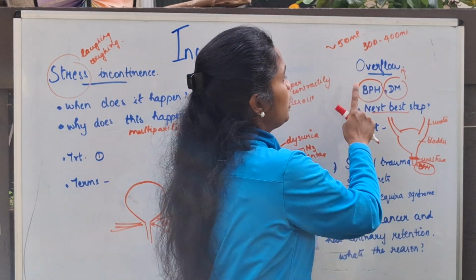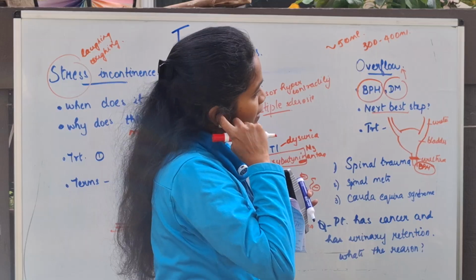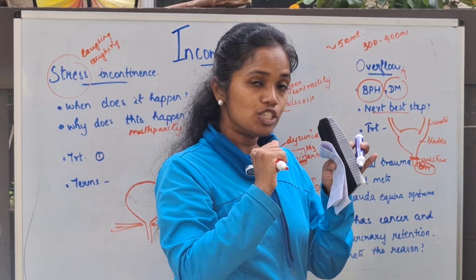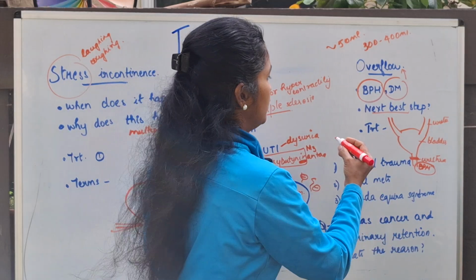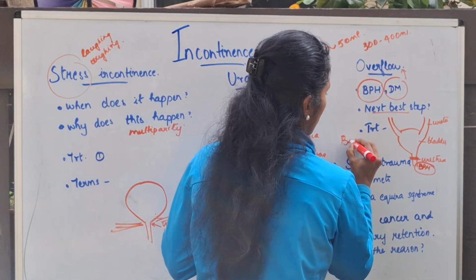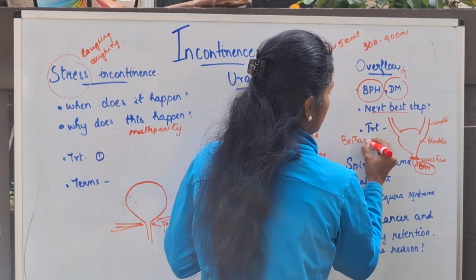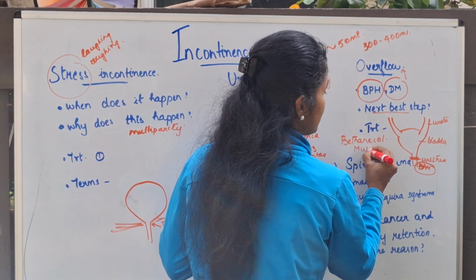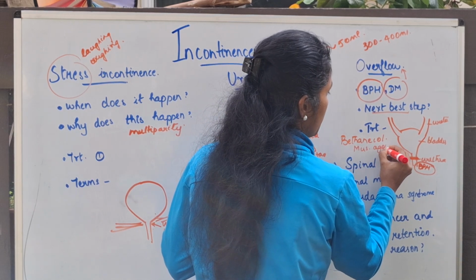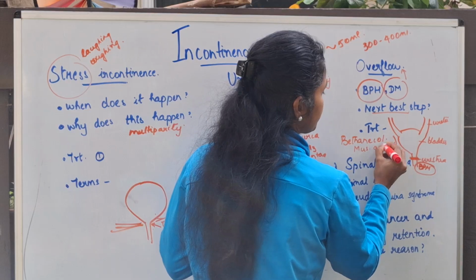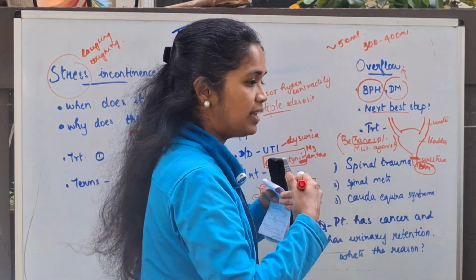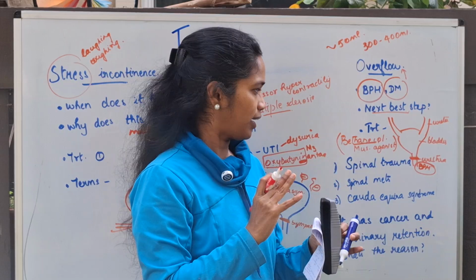Let's see what is the treatment for overflow incontinence. Now, if you see, the bladder is not contracting, so we have to make it contract. Therefore the treatment is bethanechol. Bethanechol is the treatment for overflow incontinence. It is a muscarinic agonist, because this is a parasympathetic supply, muscarinic, so that we are increasing the parasympathetic supply for it to contract.